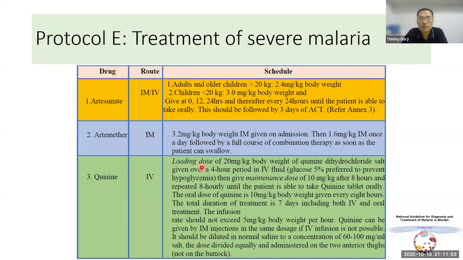IV quinine has to be given with a loading dose of 20 mg per kg body weight, and it has to be dissolved in D5 because it causes hypoglycemia, so better to dissolve in D5 and give as an IV infusion over 4-hour period. And subsequently, the maintenance dose will be 10 mg per kg that is given at a dose of 3 times a day.